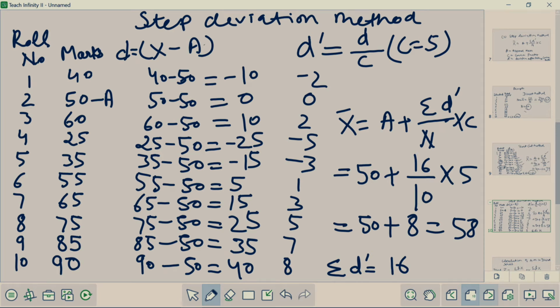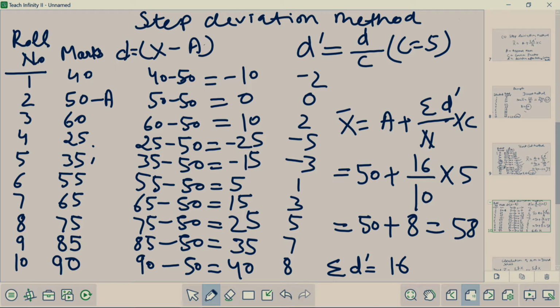Here you can see these are roll numbers. These are 10 students having roll numbers 1 to 10: 1, 2, 3, 4, 5, 6, 7, 8, 9, 10. And marks of these 10 students have been given here. You can see 40, 50, 60, 25, 35, 55, 65, 75, 85 and 90.